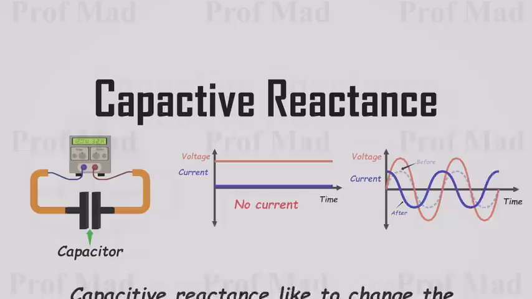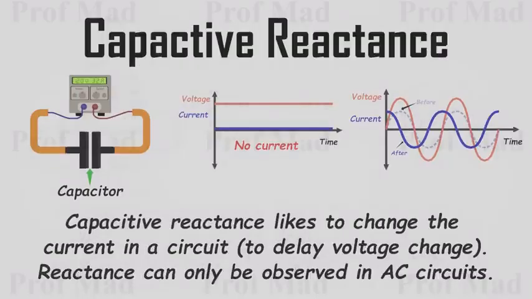This phenomenon is referred to as capacitive reactance. As we mentioned at the beginning of this video, capacitive reactance is not observed when the voltage remains stable. Since current does not change in DC circuits, capacitive reactance is not evident in DC circuits.